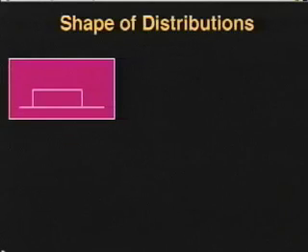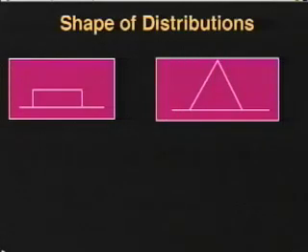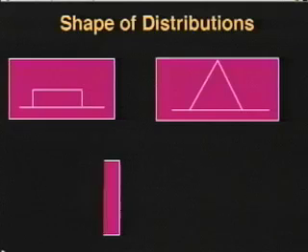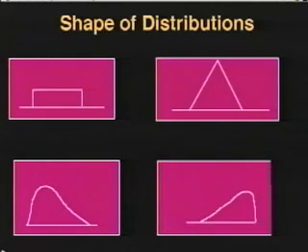It can be rectangular, like this. It can be like a pyramid. It can be skewed positively. It can be skewed negatively. If we select samples from those populations, samples of means, and we determine the mean of the means, and we determine what the shape of the distribution of means looks like, it will be normal. It will not look like the original distribution. Rather, it will be normal.